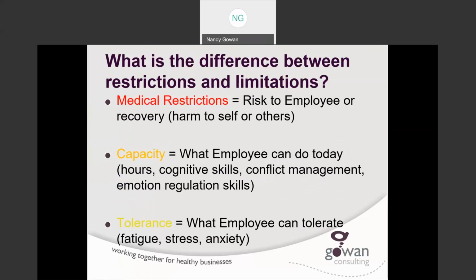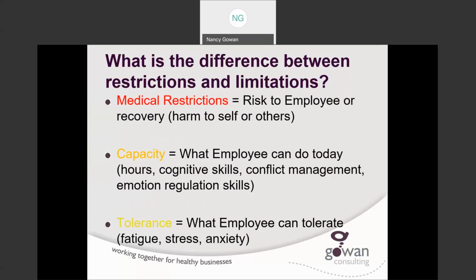What can the employee do today? Their hours, their cognitive skills, conflict management, emotional regulation skills. What kind of skills do they have to be able to implement those within a workplace? Many times we use tolerance to determine that. When we're talking to the employee, we talk about how tired they might feel or fatigued, or how much stress or how much anxiety they might feel. But tolerance is more subjective, and we need to be able to put those into functional capacity terms.